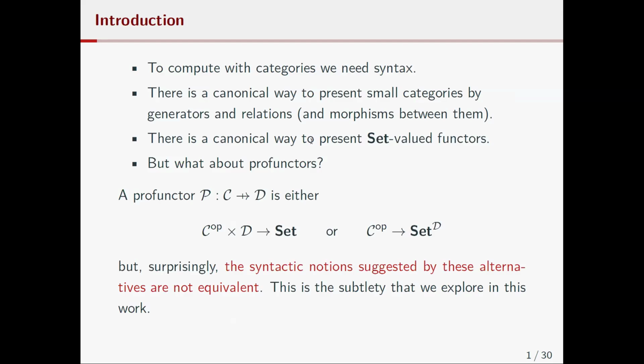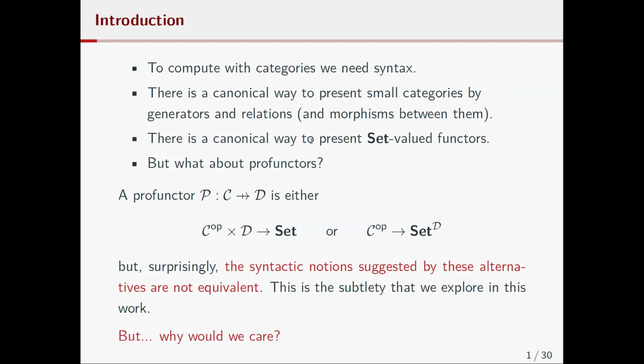a functor from C^op times D to Set, or as a functor from C^op to the copresheaf category on D. But the thing that we're going to explore here is that although these are equivalent at the semantic level, they're not equivalent at the syntactic level if we take the natural syntactic representation of these two things. And this is the subtle thing that we're interested in.